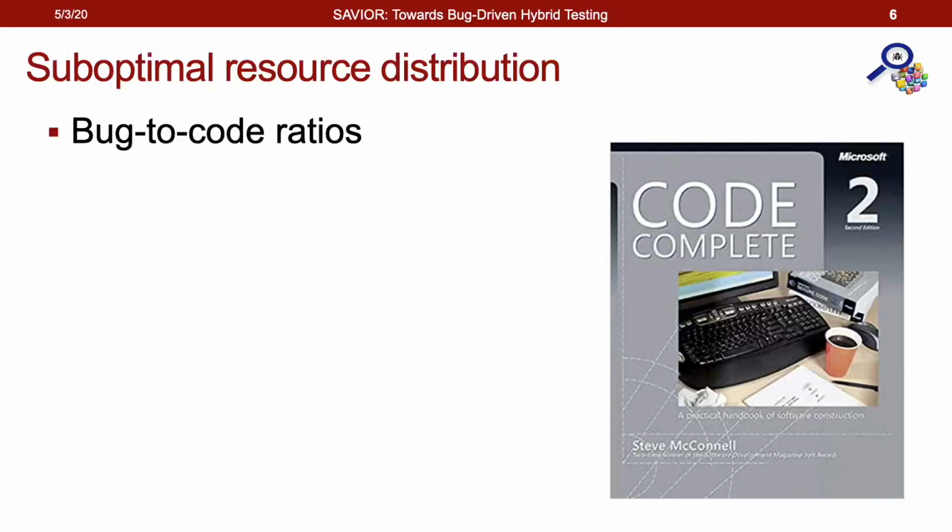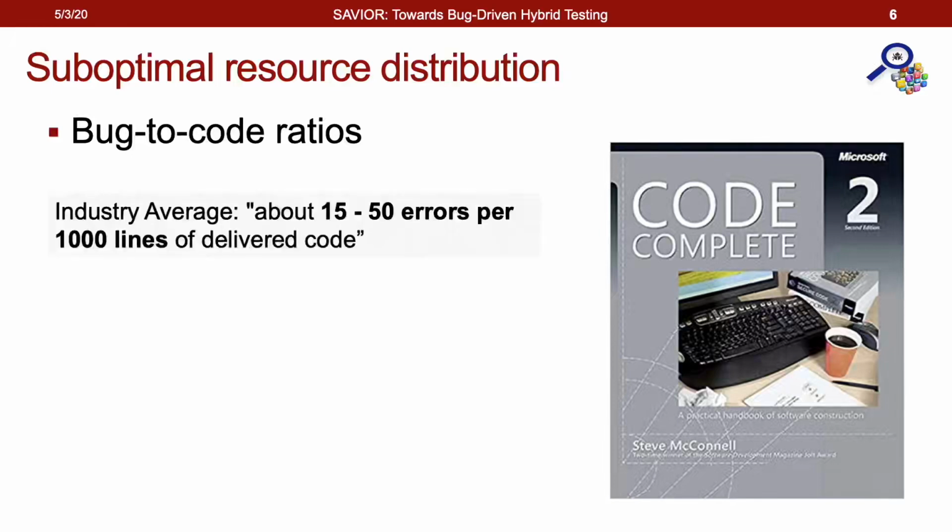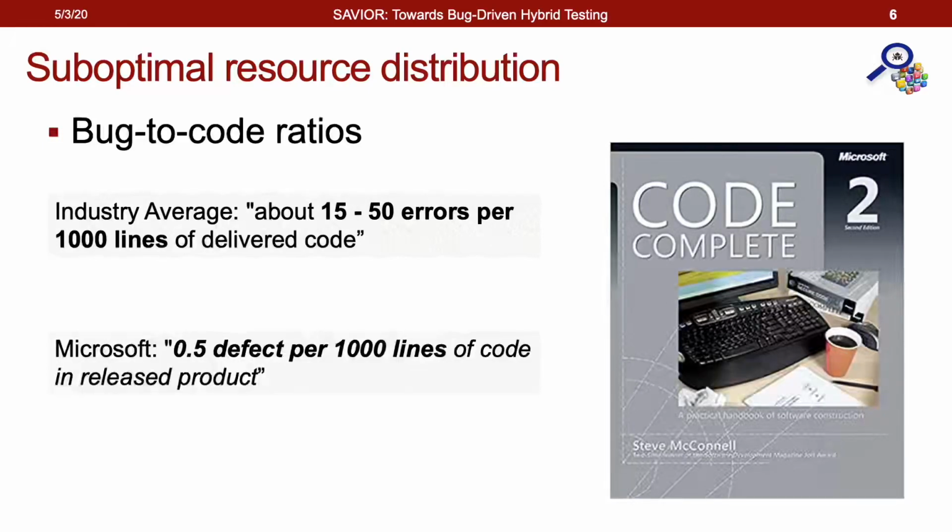The second problem with code coverage is that it results in suboptimal resource distribution. Taking a quote from the book Code Complete by Steve McConnell, in 1993, the industry average bug-to-code ratio is between 1.5 to 5%, and in places like Microsoft, with better code quality control and advanced testing techniques, the ratio is only 0.05%.